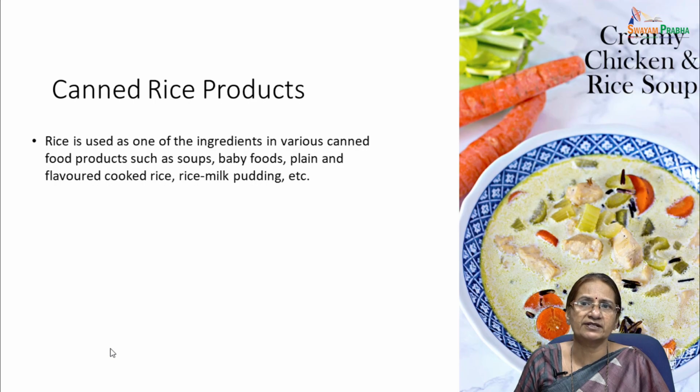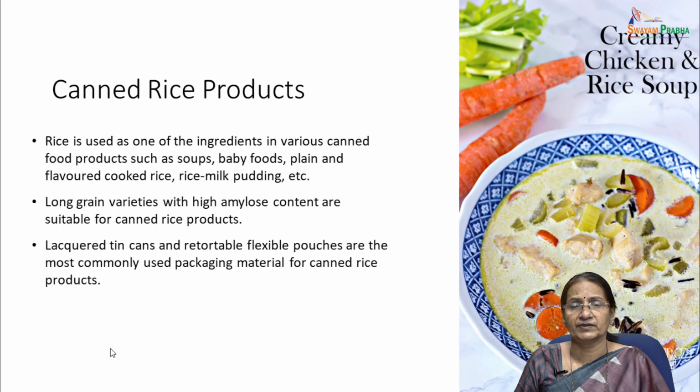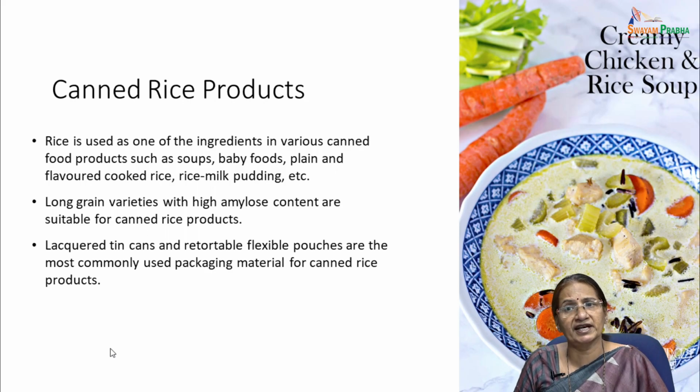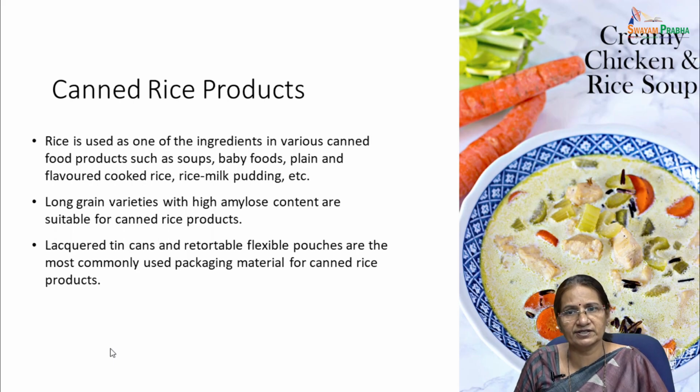Now, canned rice products. Rice is used as one of the ingredients in various canned food products such as soups, baby foods, plain and flavored cooked rice, rice milk puddings, etc. Long grain varieties with high amylose content are suitable for canned rice products. Parboiled rice is also preferred as they retain integrity throughout the canning process. Lacquered tin cans and retortable flexible pouches are the most commonly used packaging material for canned rice products.